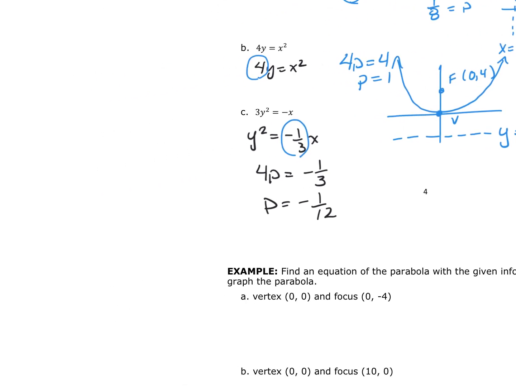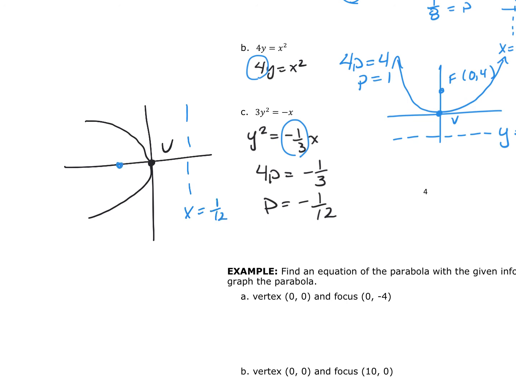P is negative, y is squared. So I'm actually going to be opening to the left. So it's going to have some sort of shape that looks like this. Here's my vertex. My directrix is going to be x is equal to a positive 1/12, and my focus will be right here, which is negative 1/12, comma 0. That's where my focus is.